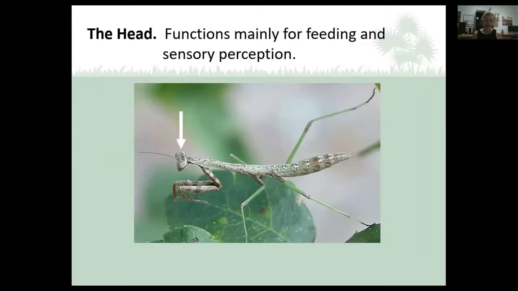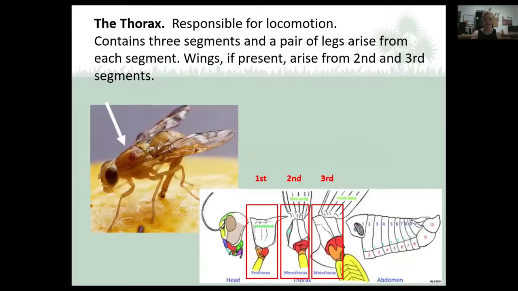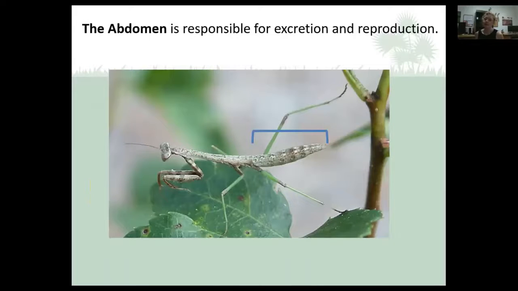The head functions mainly for feeding and sensory perception, the mouth parts and the eyes. The thorax is responsible for locomotion. As we said, it contains 3 segments, and that's where the legs arise. The thorax itself is the middle segment of the entire insect, and it is broken up into 3 smaller segments. The legs take up each of the 3 segments of the thorax, and the wings are on the last 2 segments of the thorax. The abdomen is responsible for excretion and reproduction.